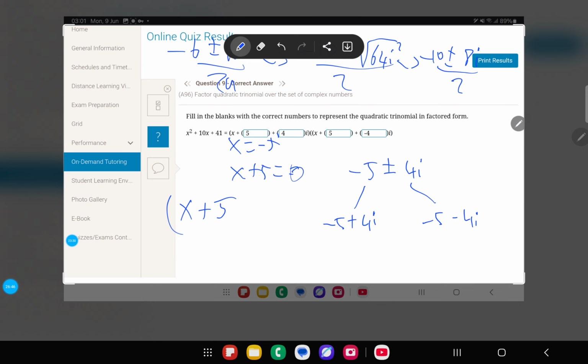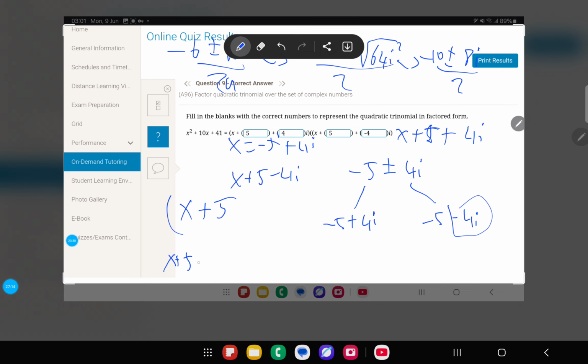So this is exactly the same thing. And instead of only having negative 5, you have plus 4i too, right? So it becomes x plus 5 minus 4i. And the same case for the other one. It becomes x plus 5 plus 4i, because it's negative here. Alright?